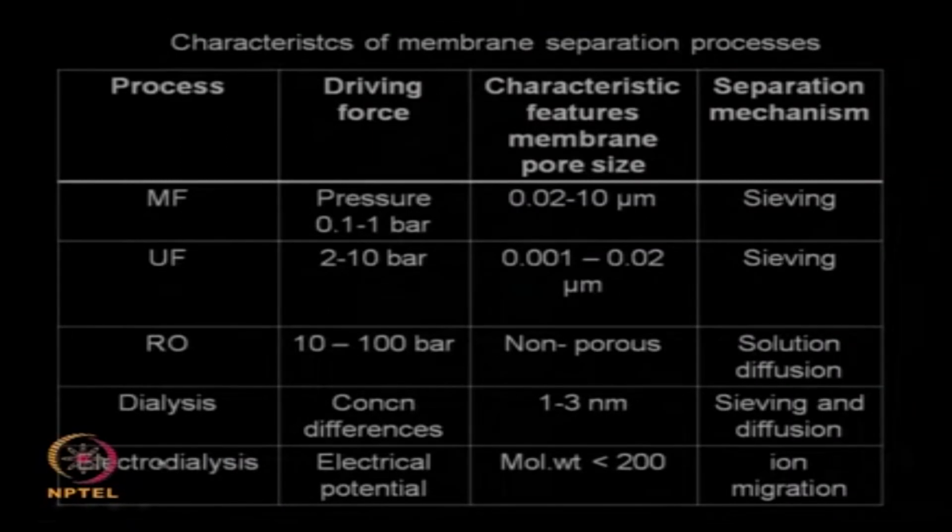Electrodialysis, you are applying a large electric field, so the cations or anions get separated based on the direction in which you are applying the electric field. So we can separate out compounds with molecular weight less than 200. So there is an ion migration taking place in electrodialysis. In electrodialysis we can have cation selective membranes, anion selective membranes and so on. That means the cation membranes will allow only cations to pass through, it will not allow any anions. Anion selective membranes will just pass anions, it will not allow any cations.